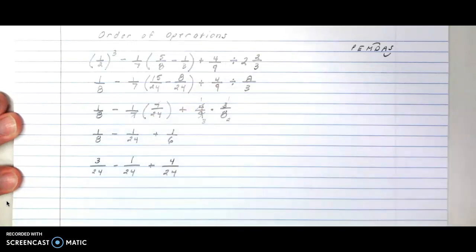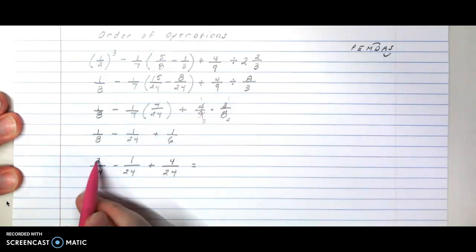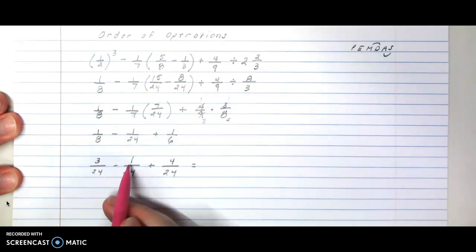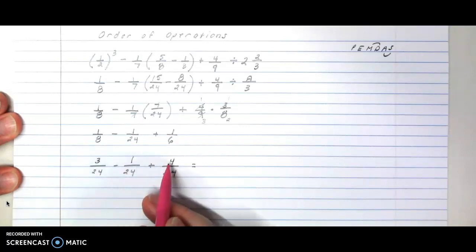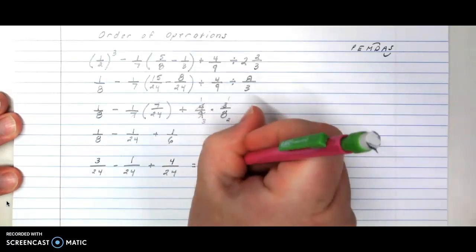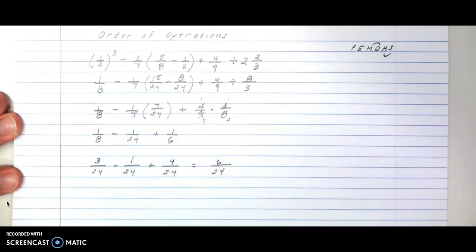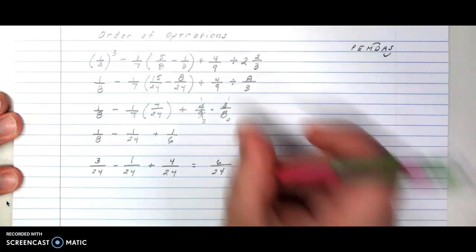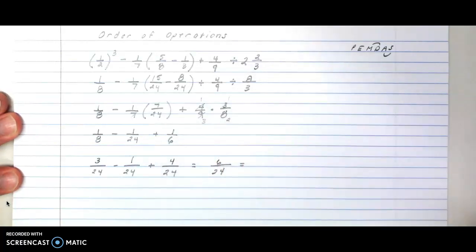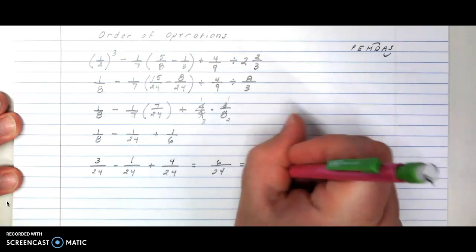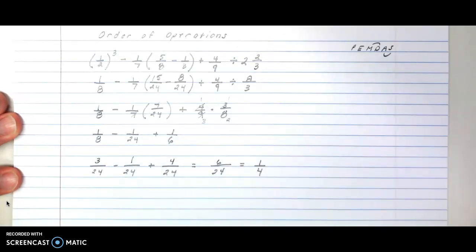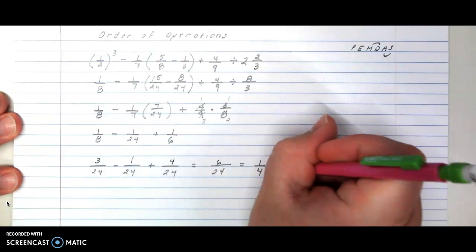Now we combine, because they're all the same denominator. 3 minus 1 is 2. 2 plus 4 is 6. So we have 6 over 24. All right, and 6 goes into both of those when we simplify the fraction, so we have 1 over 4. And that is our official answer after simplifying this whole problem.